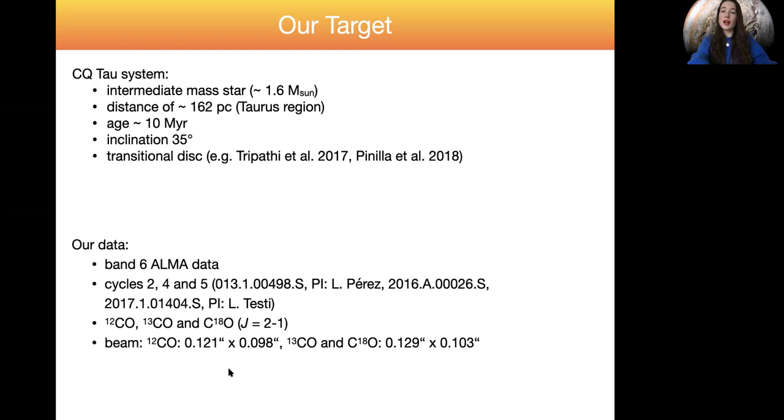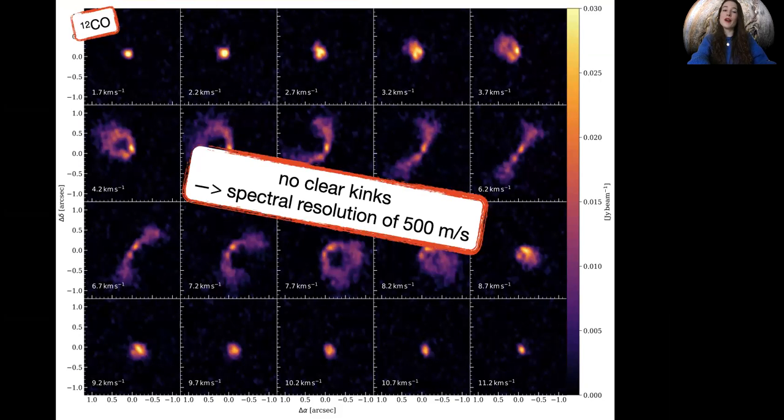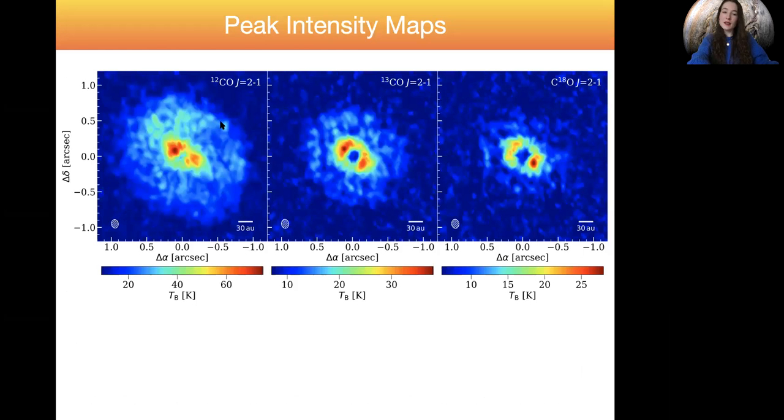So let's first have a look at the channel maps, because if there is a planet present, we would hope to find signatures of this planet in the channel maps. These here are the channel maps for 12CO, and unfortunately we didn't find any clear kinks, but also our spectral resolution is not very high. So in order to trace the imprints of a planet in the channel maps, we would probably need much higher resolution.